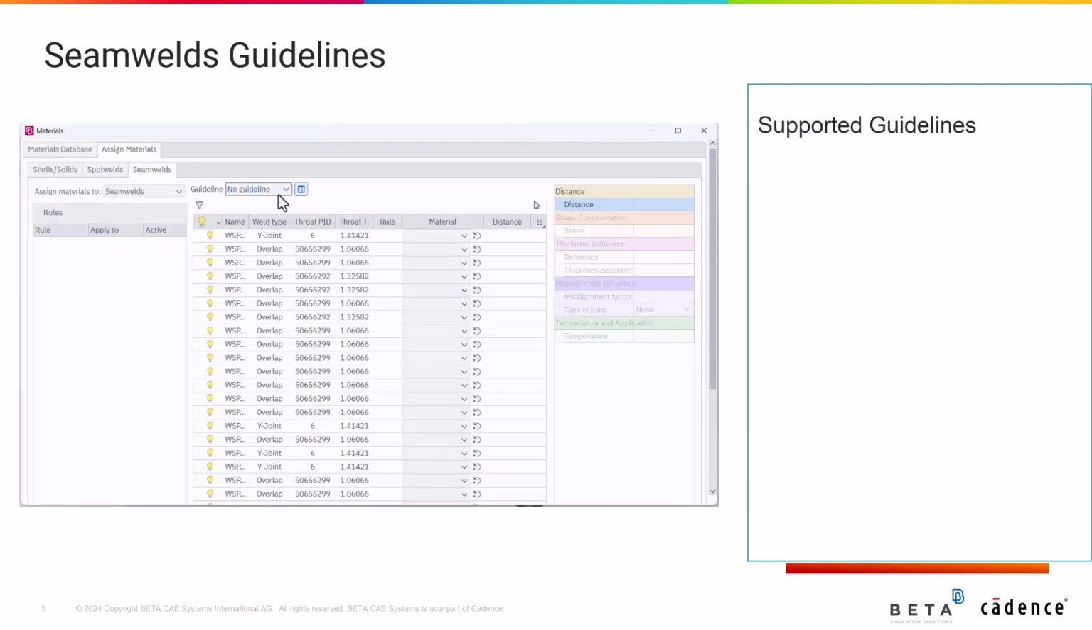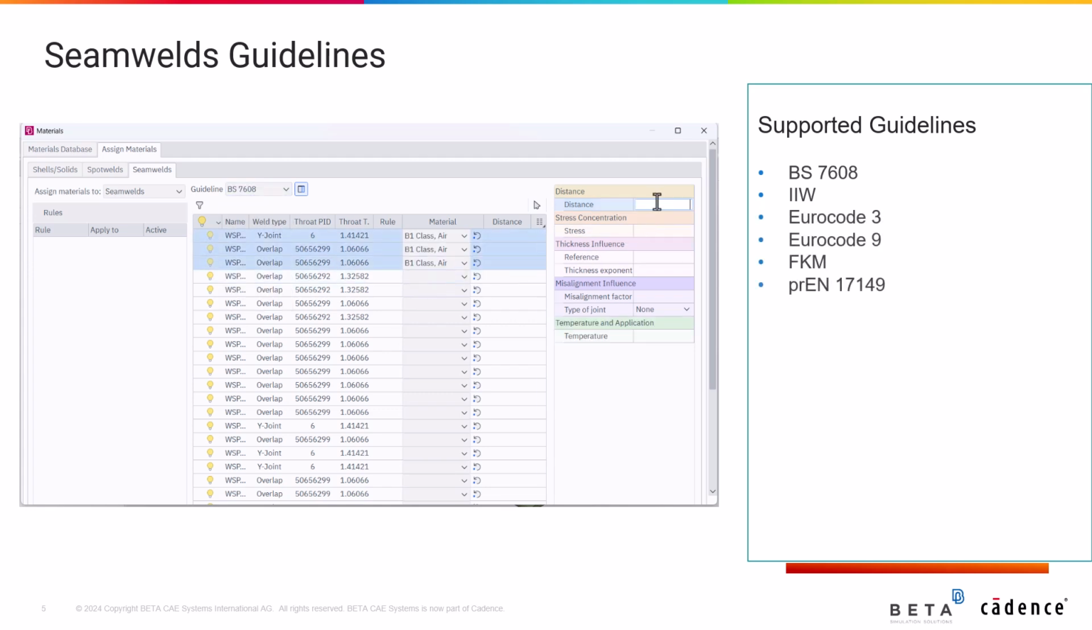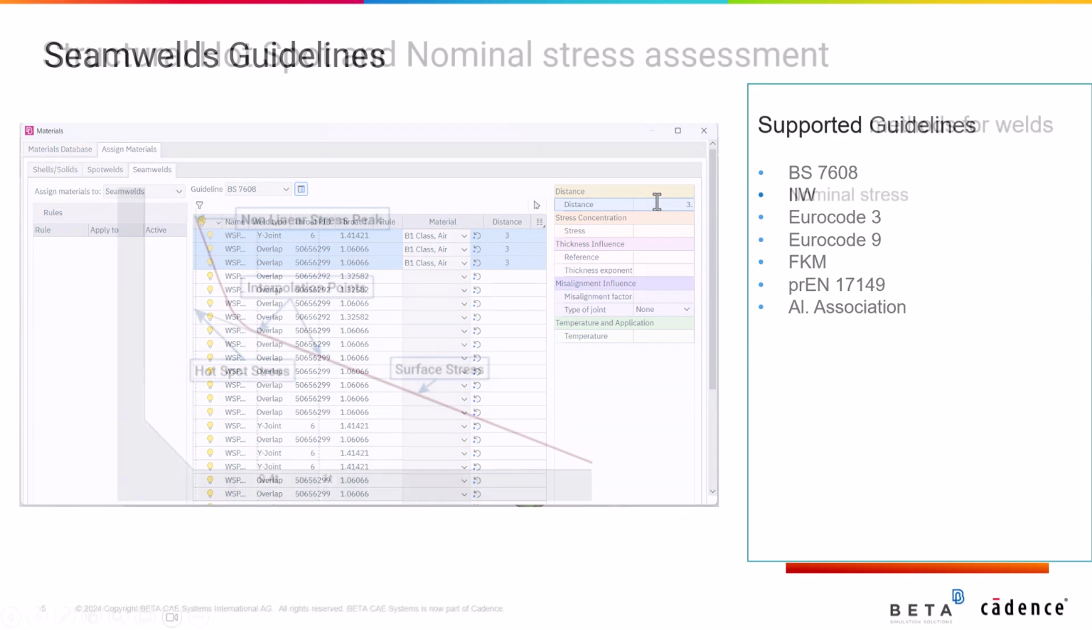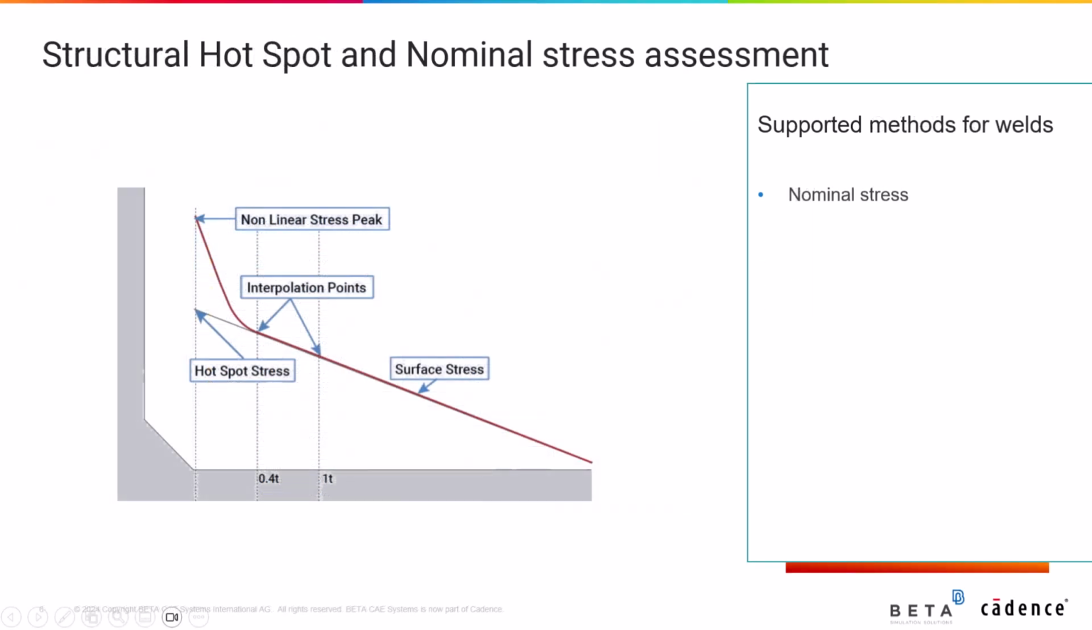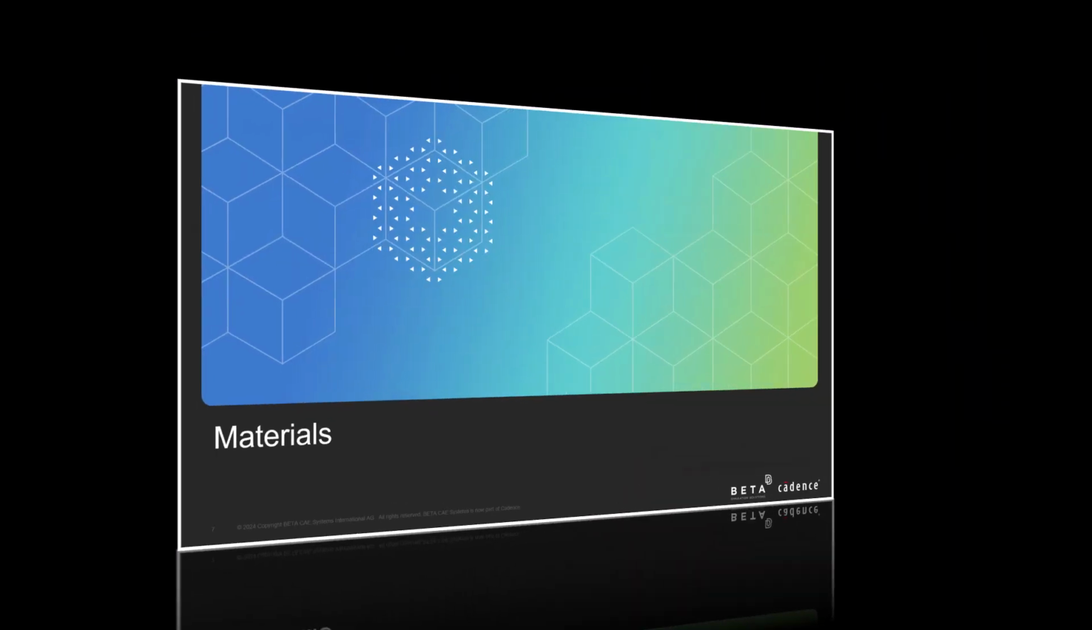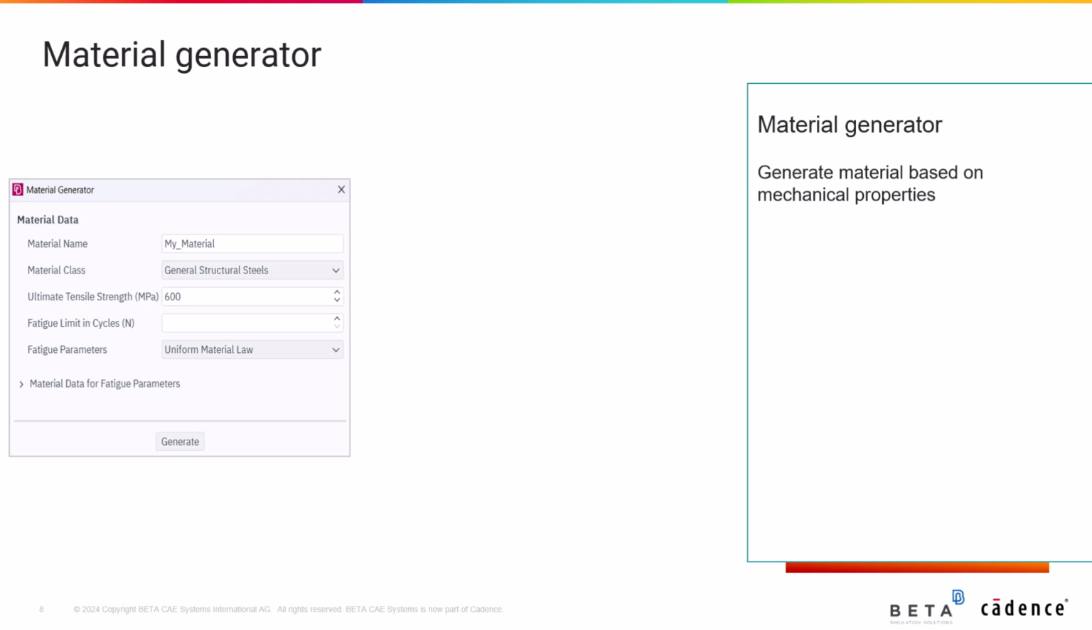We have supported various Seamweld's guidelines, such as BS 7608, IIW, Eurocode 3, Eurocode 9, FKM, PREN 17149 and Aluminum Association. Then, we have included the nominal stress method and the structural hotspot method for Type A, Type B. Regarding materials, we support the material generator which creates a new material based on the mechanical properties.